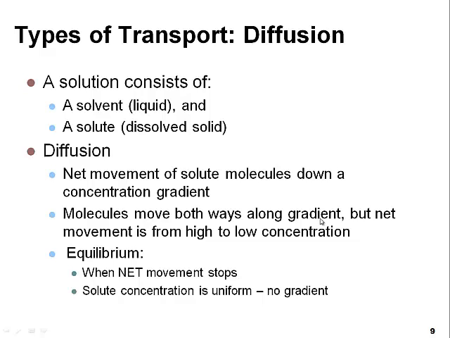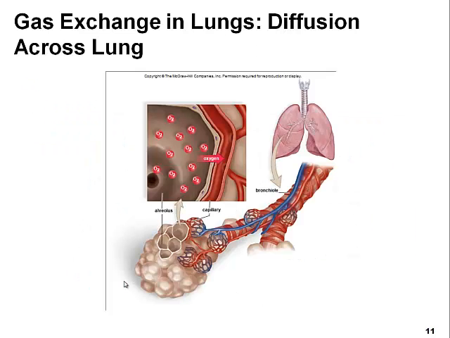Molecules are moving both ways along the gradient, but the net movement is from high concentration of molecules to a low concentration of molecules. When equilibrium is eventually reached, then net movement stops. The molecules are still moving, but they've achieved an even distribution, so they're no longer going from a high concentration to a lower concentration. All right, and so this is keeping you alive at this moment.